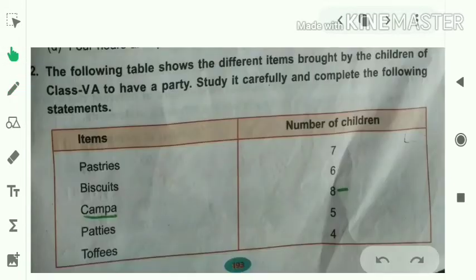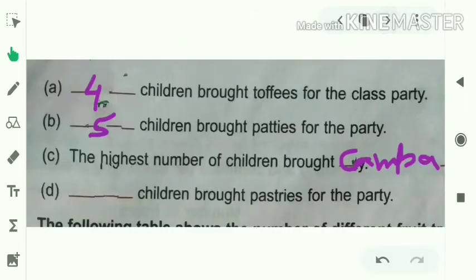D part is, dash children brought pastries for the party. So how many children brought pastry? Look here. Pastries here. 7 children brought pastries. So we will write here 7. So D part answer is 7. So very simple questions these are. Let's do question number 3.